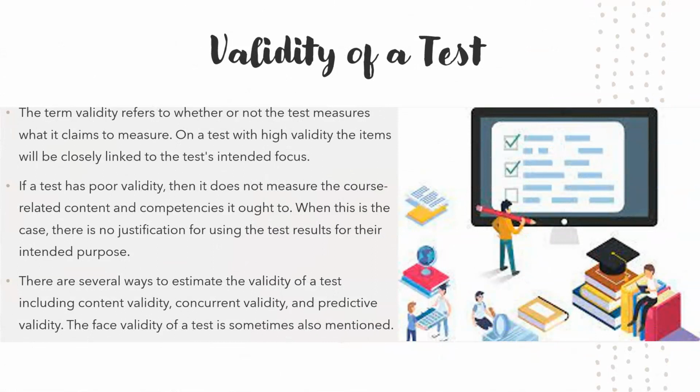Now, first we're going to look at the validity of a test, and that is simply referring to whether or not the test measures what it claims to measure. On a test with high validity, the items will be closely linked to the test's intended focus. So in other words, if a test has poor validity, then it does not measure the course-related content and competencies. When this is the case, there's no justification for using the test results for their intended purpose.